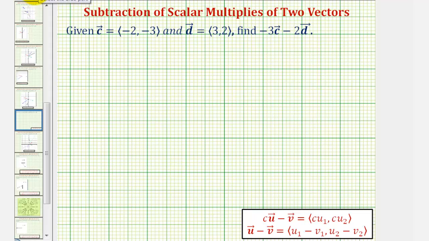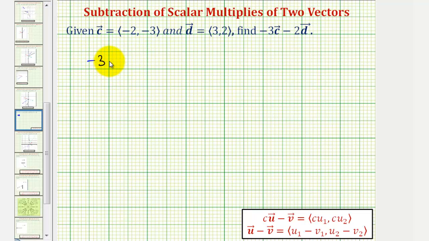Now we'll look at an example of subtraction of scalar multiples of two vectors. We're given vectors c and d in component form. We want to find negative 3 times vector c minus 2 times vector d. So we'll first perform the scalar multiplication, meaning we'll multiply the components of vector c by negative 3, then we'll multiply the components of vector d by positive 2, and then we'll find the difference by subtracting the x and y components of the two vectors.